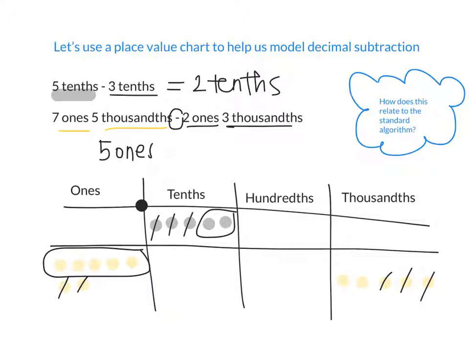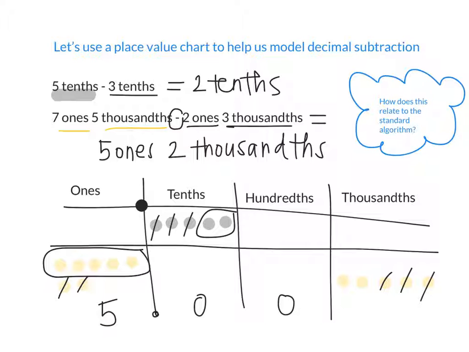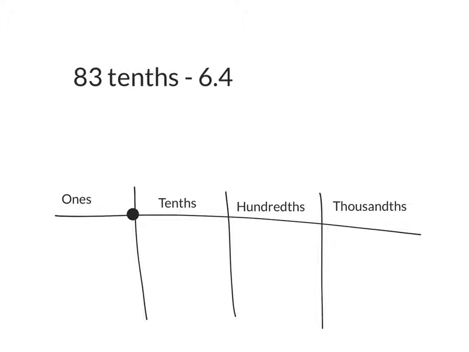Do I have any tenths? No. Do I have any hundredths? No. Do I have any thousandths? Yes. How many thousandths? 2 thousandths. Let's see how we can write that in standard form. I know I have 5 ones and 2 thousandths. So I have 5 ones. Here's my decimal point. I have 0 tenths, 0 hundredths, and 2 thousandths. So 5.002.